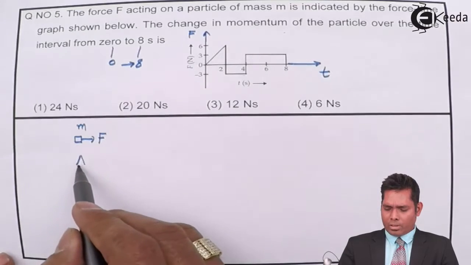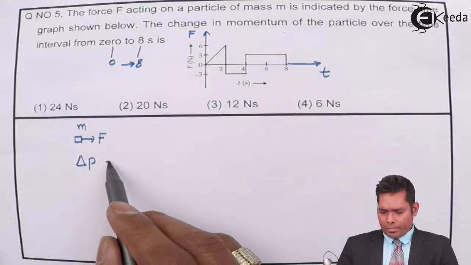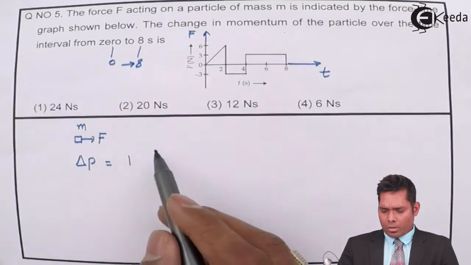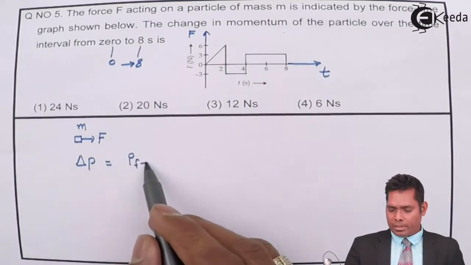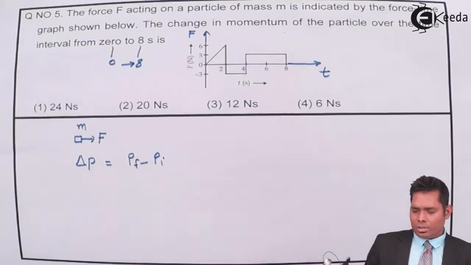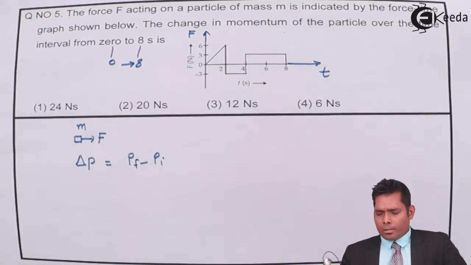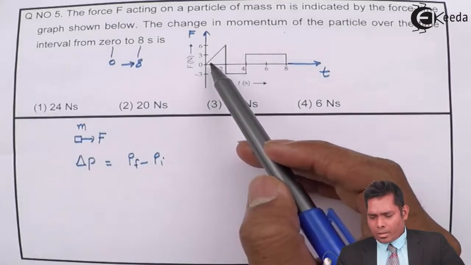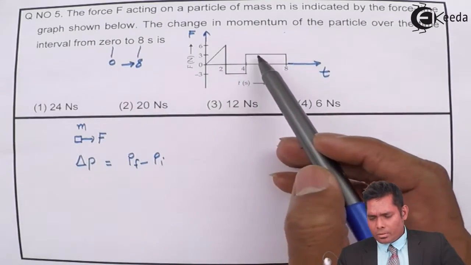So our aim is to find change in momentum, which is given by, basically, final momentum minus initial momentum. But in this situation, it is not a straightforward case. It is a case where the variations are different.